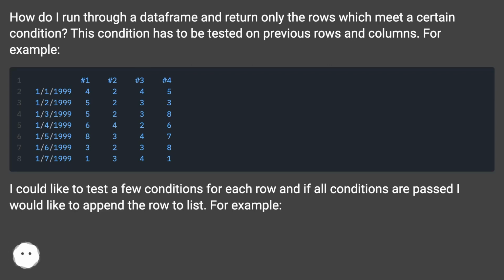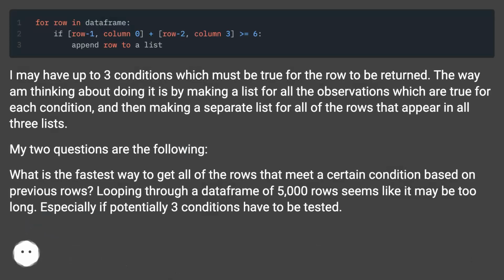I would like to test a few conditions for each row, and if all conditions are passed, I would like to append the row to a list. For example, I may have up to 3 conditions which must be true for the row to be returned.